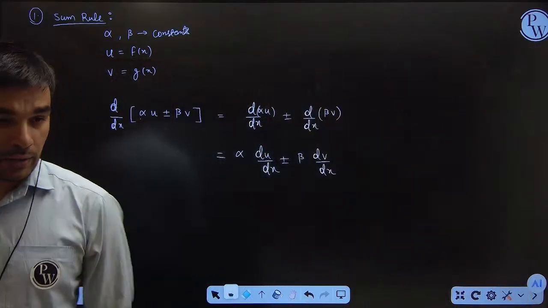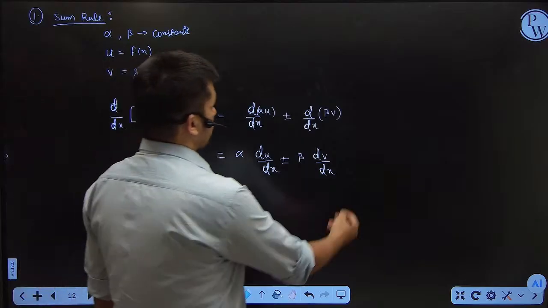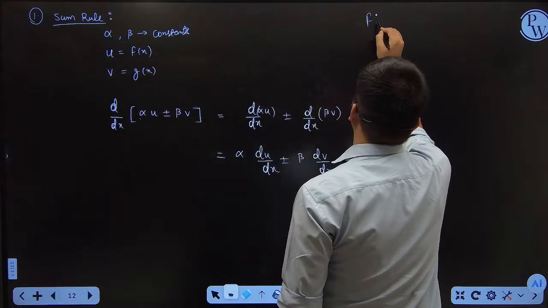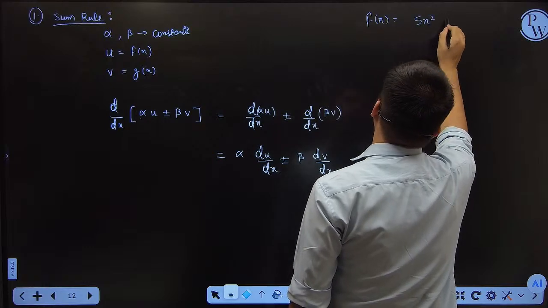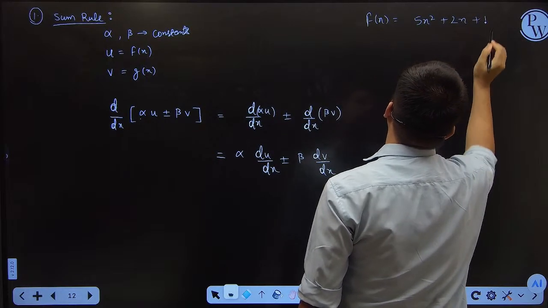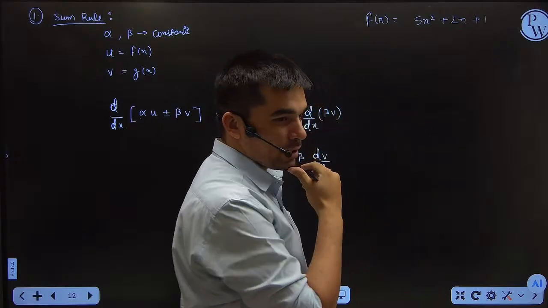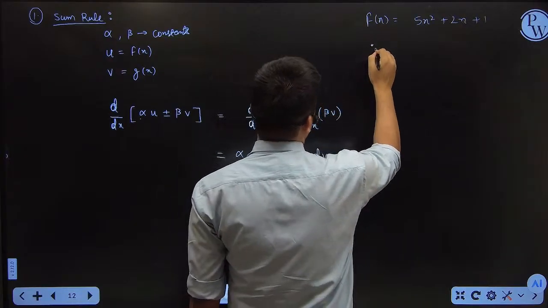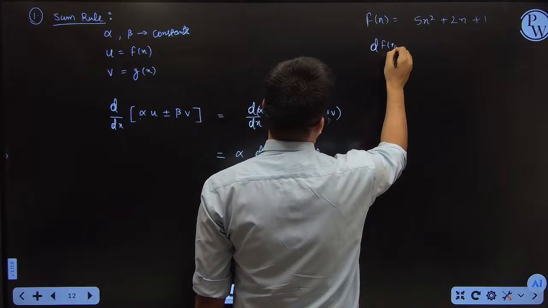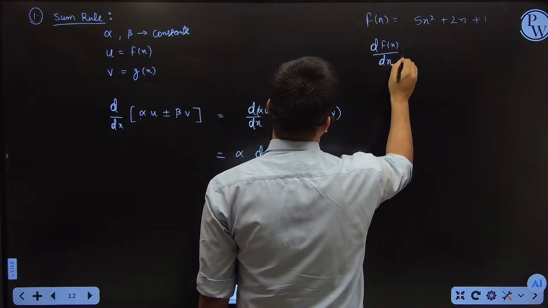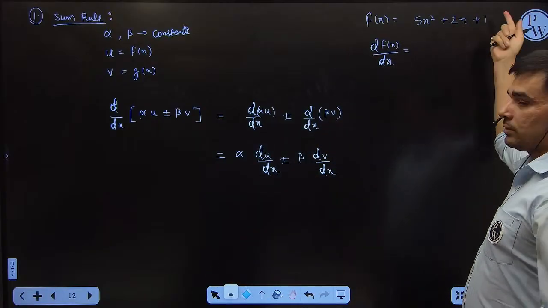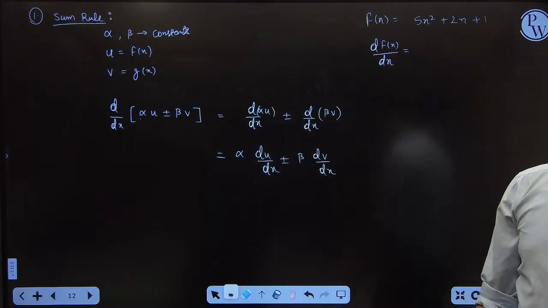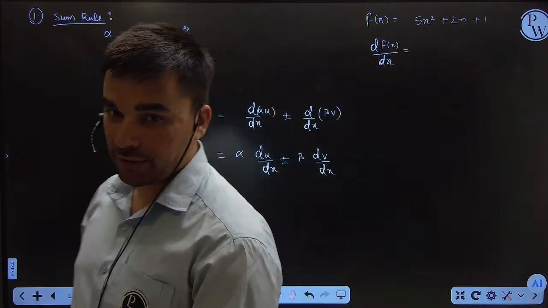Just for the sake of example, suppose I have a function like this, 5x square plus 2x plus 1. I want to differentiate this function. I want to find out d of f(x) by dx. What will be the value of this? Treat this as u plus v plus w, and make use of the sum rule and find out the derivative.